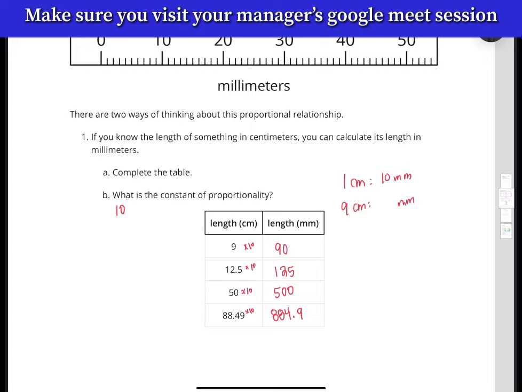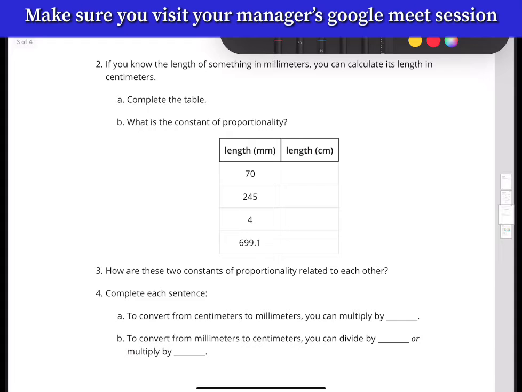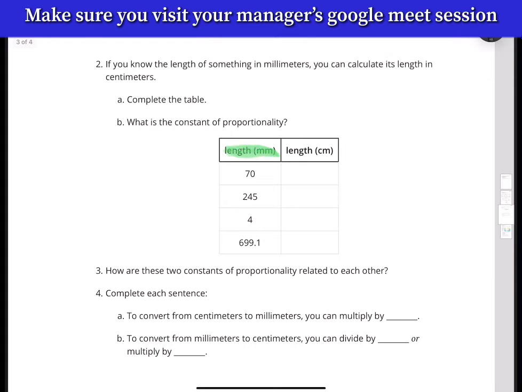Okay, so let's move on to the next part. Number 2, it says if you know the length of something in millimeters, you can calculate its length in centimeters. And it's asking us to complete the table. Now, if you notice, and I'm going to highlight that so you guys can see this, millimeters is now on the left side of the table, okay?